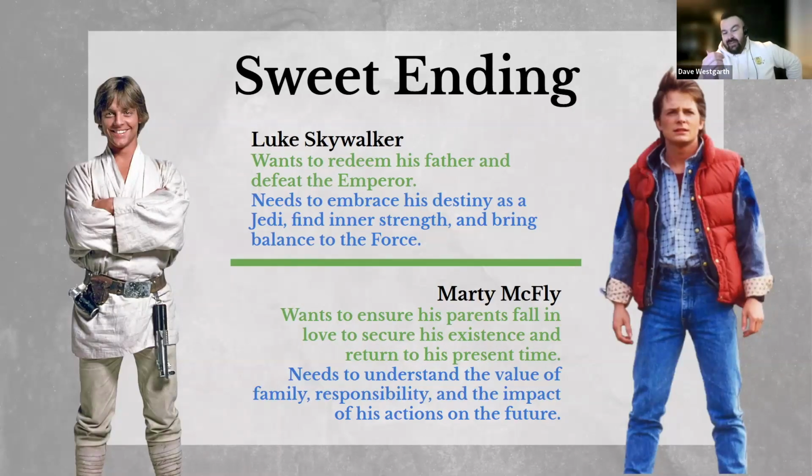And Marty, you may remember, wanted to ensure his parents fell in love so that he would exist, and also needed to understand the value of family, responsibility, and most importantly of all, how his actions impact the future. Again, by the end of the film, he's ticked all those boxes. So that's a walkthrough of the protagonist, their wants and needs, and how we cross-reference those into the four endings of a retrospective.